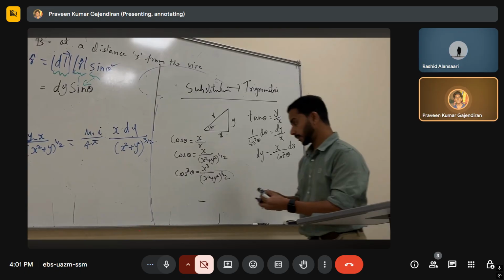What is opposite to theta? Y, right? What is adjacent to theta? X. Simple. But why in the left one he said the opposite, I mean not opposite. Sine is what, opposite, right? Oh yeah, because the theta was up.